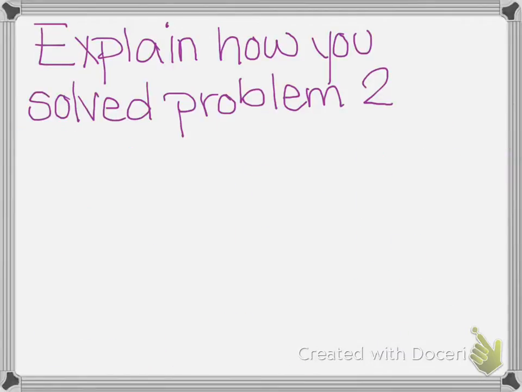Number 5 says explain how you solve problem 2. So again, depending on the method you use, if you estimated, explain how you estimated. If you just solved, explain how you solved step by step. We divided 223 and 20 hundredths divided by 12. When you actually divide, you figure out that the answer is $18.60 per hour.